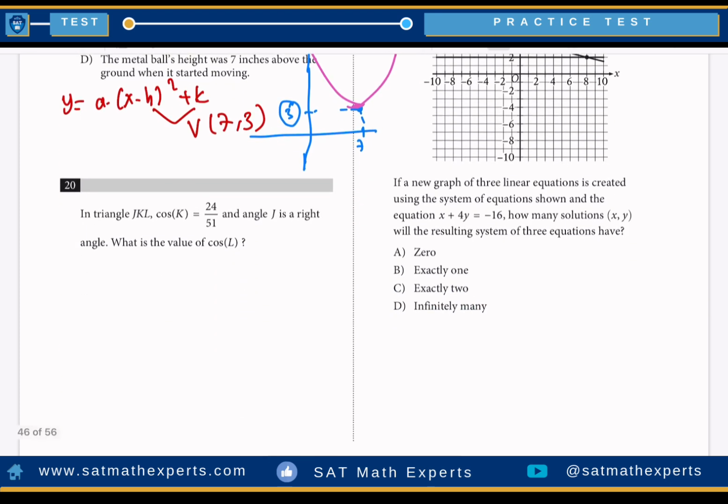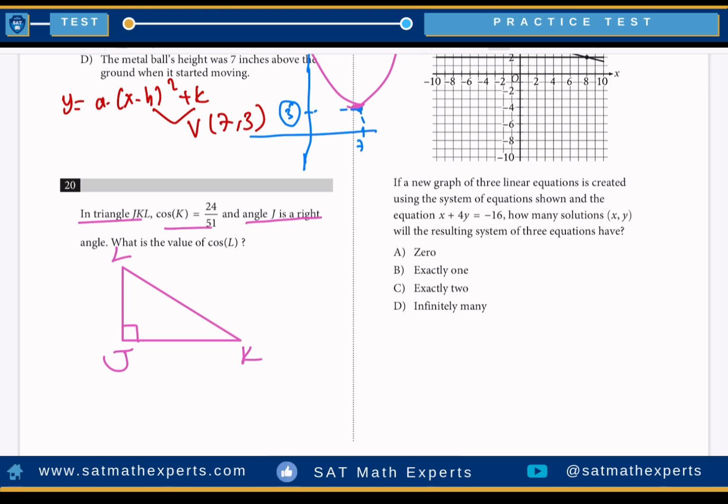So number 20, in the right triangle GKL. Sorry, this is not a right triangle. We don't know yet. We have been given the cosine value. The angle J is the right angle. Now we can say this is a right angle. Now let's draw it. So this is my right triangle. This is angle J. This is K. This is L. All right.